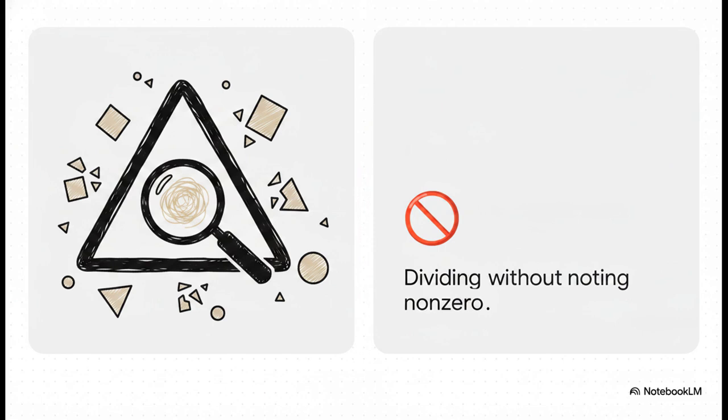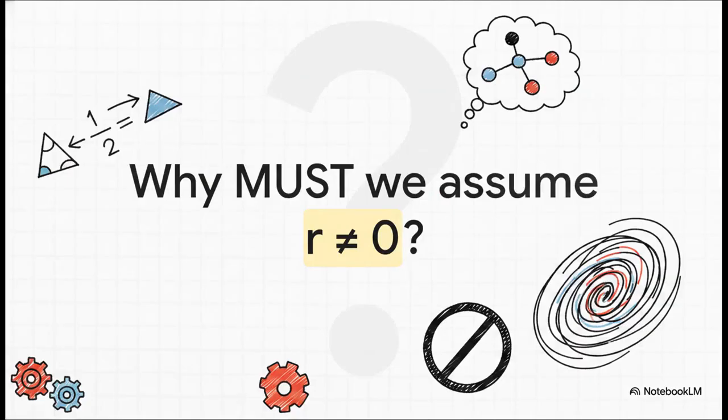And this brings up a subtle but absolutely crucial rule. When you divide by a variable, like r, you must explicitly note that r is not equal to 0. Dividing by a variable without noting this non-zero condition is a huge error, because it can actually break the fundamental laws of mathematics. Which brings us to pause check number 2.